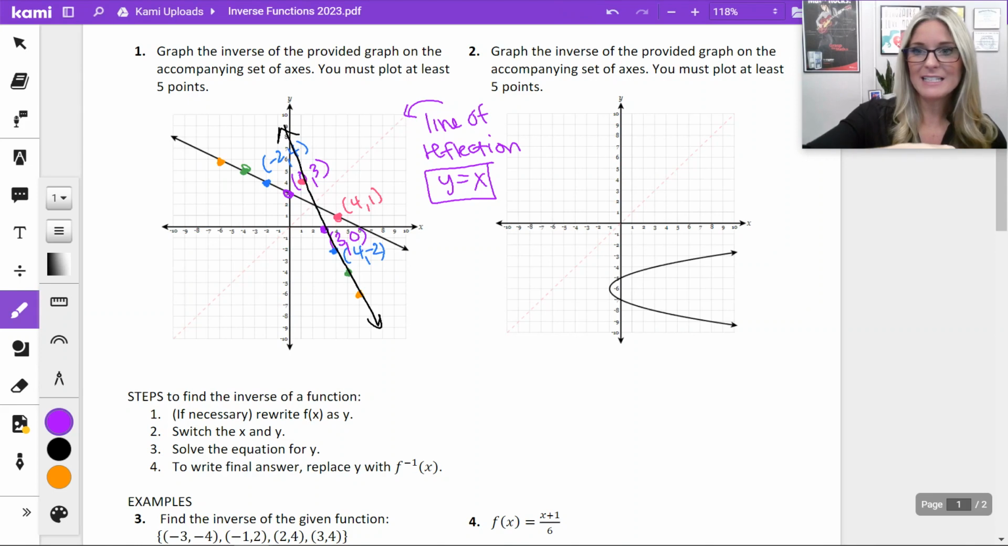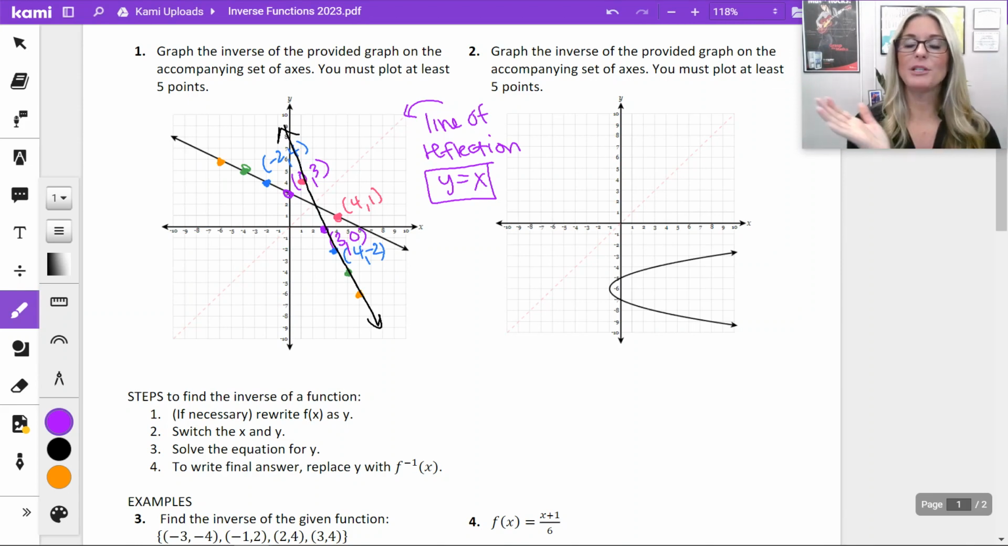Whatever the y is becomes x. Whatever the x is, it becomes y. So just flipping over there, and you can see now that we've made our visual how that is flipping. So on Delta Math, when you see that red line, that can just help you visually see how it's reflecting over. Let's do it again on number 2.